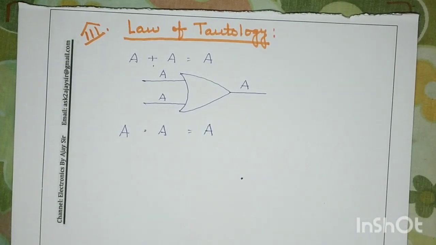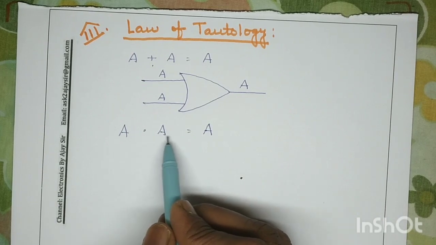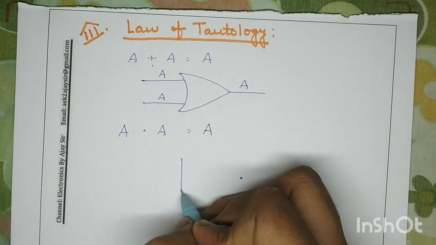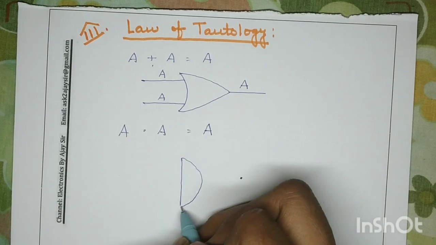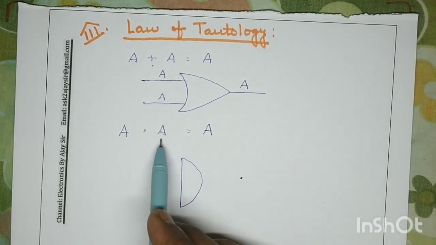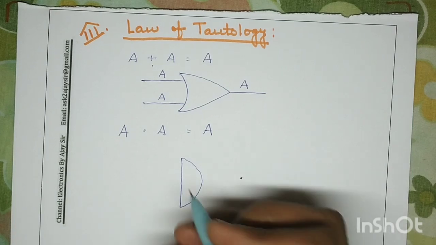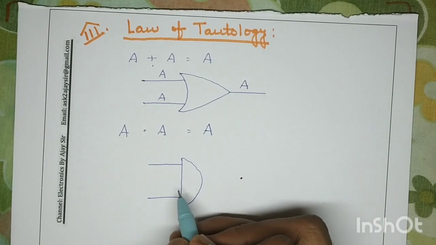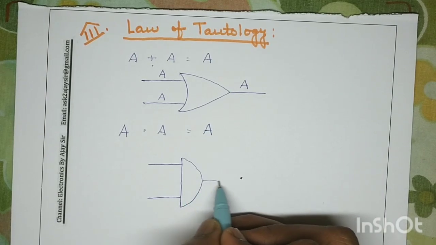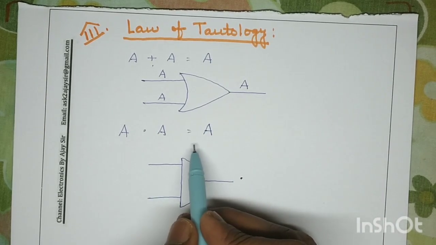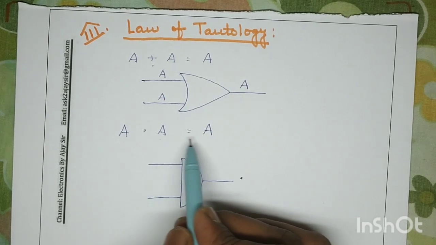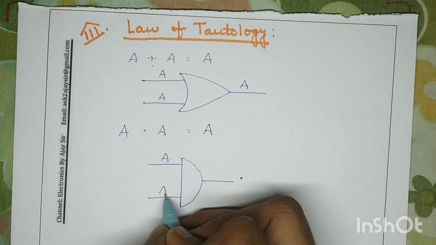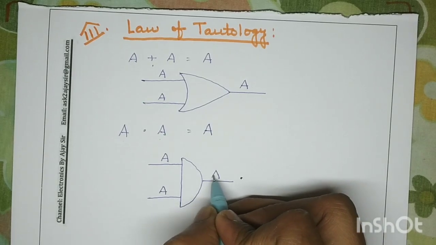Next, in this equation a dot a is equal to a, for this dot I need to use an AND gate, and since there are two inputs, I need a two input AND gate. A two input AND gate will have two inputs and one output, and according to this equation the inputs are a, and the output is a. So the input I have mentioned here is a, and the corresponding output is also a.